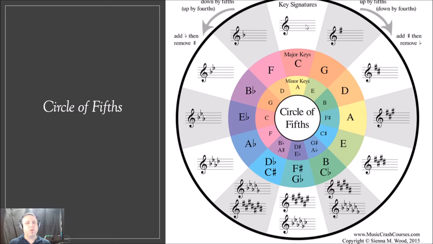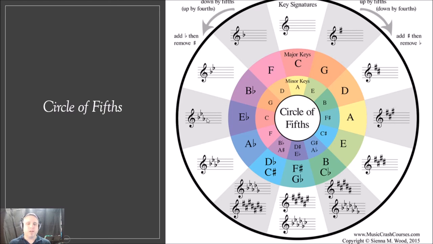Now, when we're looking at the flat keys, there are two ways that you can remember. First way is you can find the last flat and go down a fourth. So for instance, we have B flat in this key signature right here. If we step down a fourth, B, A, G, F, F is our key signature, F major.